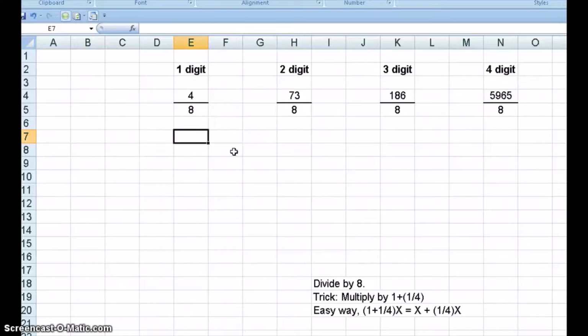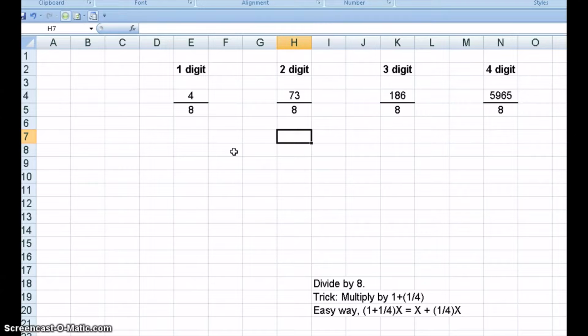Let's do something a little more difficult. Let's do this 2-digit. So 73 divided by 8. Now if you have an odd number or even some even numbers, dividing by 2 a couple times can be tricky, but with some practice, it's really not that bad.